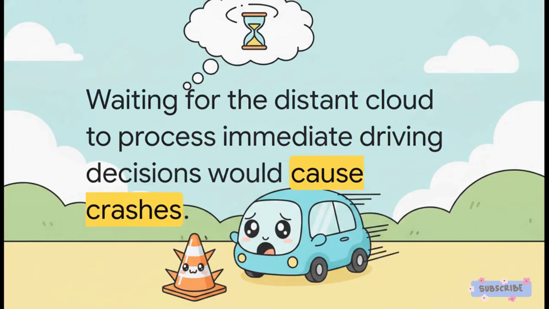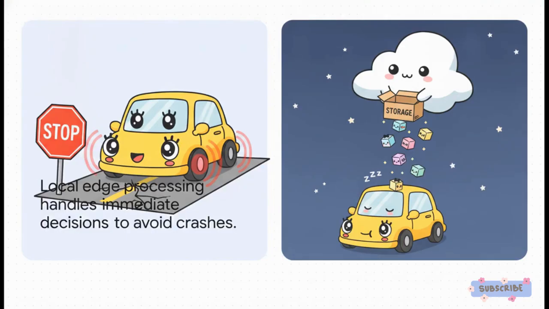To really put why that latency matters into perspective, picture an autonomous Tesla cruising down the highway at 70 miles an hour. That car is the edge node. It absolutely cannot afford the delay of asking a distant cloud server when to hit the brakes. Literally, waiting for the cloud would cause a crash. So what does it do? The system intelligently splits the workload. While it's driving, it relies 100% on local edge processing for those split-second, life-saving decisions to avoid crashes.